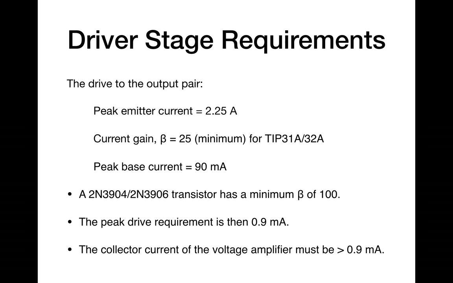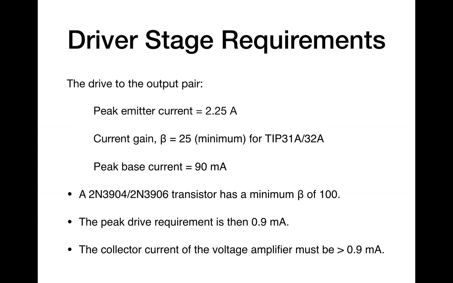You want to be kind of conservative with that. You want to go with the minimum because you do not want to run out of base current. If you do, you'll cause premature distortion, premature clipping. So a 2N3904, 3906 pair both have minimum beta of around 100.